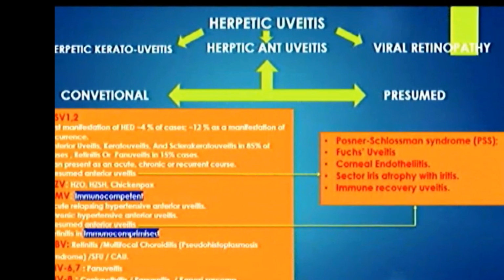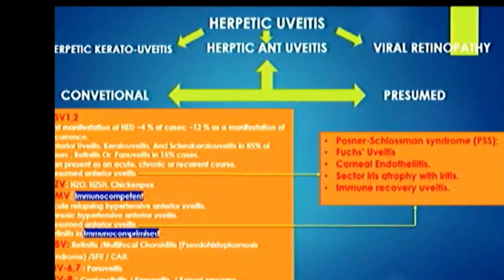Epstein-Barr virus can also show chronic anterior uveitis in addition to posterior uveitis. Herpes virus 6 and 7, there are some papers about panuveitis. Herpes virus 8 can also cause panuveitis, isolated from Kaposi sarcoma, just in simple and fast terms.